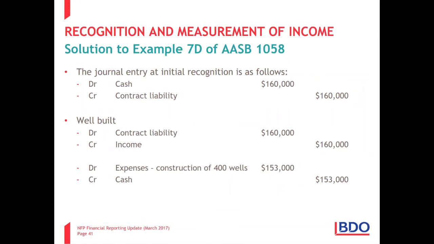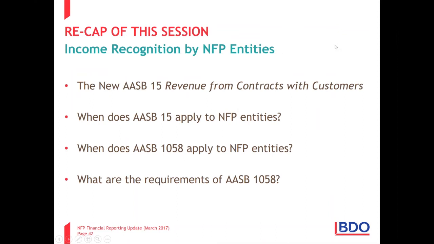So in our example, because we're saying exactly what we're going to do, when we're going to do it, how much it's going to cost us, you will initially say debit cash, credit contract liability, and then once you've built the well, you'll say debit the contract liability and credit income. Please don't worry about the $153,000. If you read the whole lengthy example in the standard, it says that's what the construction of the wells would cost. So obviously, as you spend the money, you create that expense. So this is an example where there are sufficiently specific performance obligations.